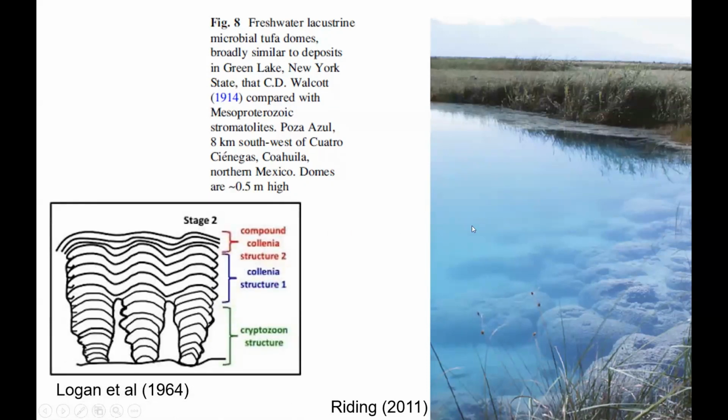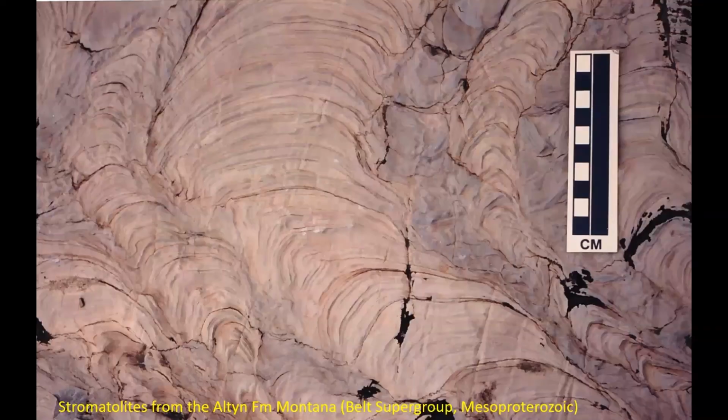So in the 1960s, people started giving them names. We had Collenia for things that we now call domal stromatolites, and Cryptozoon for the ones we'd now call columnar stromatolites. And they are really very beautiful. I was very lucky to be able to visit the stromatolites in Glacier National Park in Montana, where they're beautifully developed in the Mesoproterozoic, about 1.5 billion years of age.